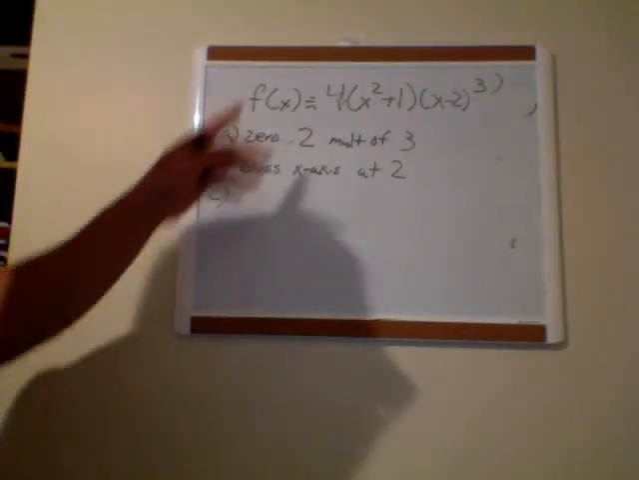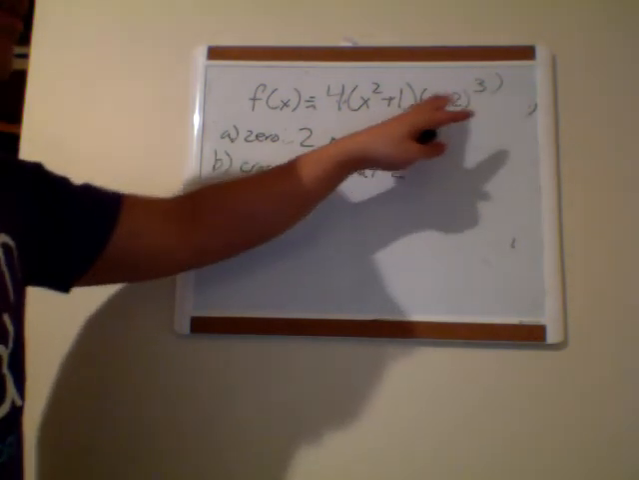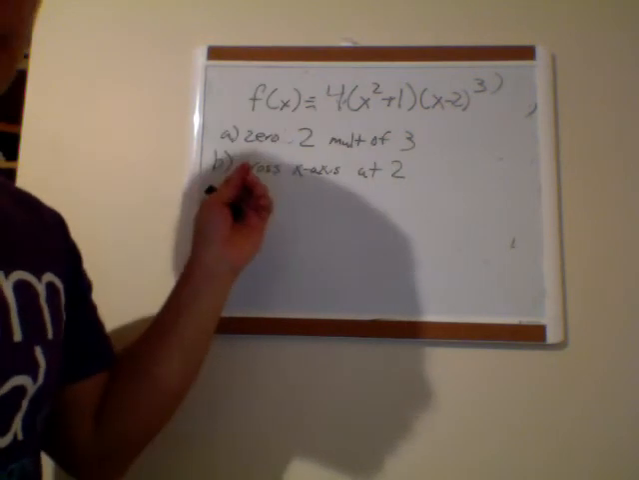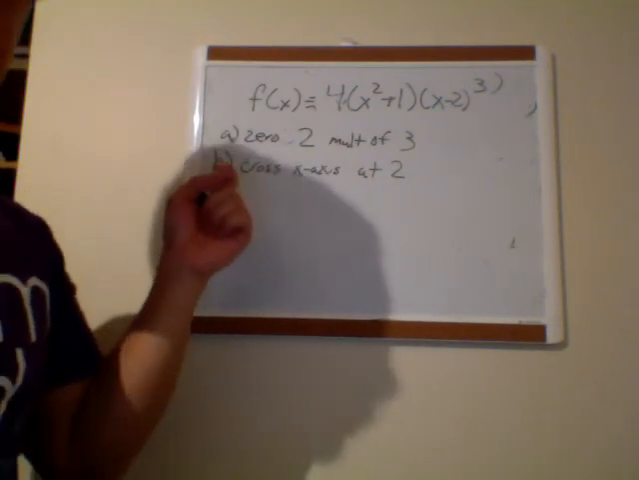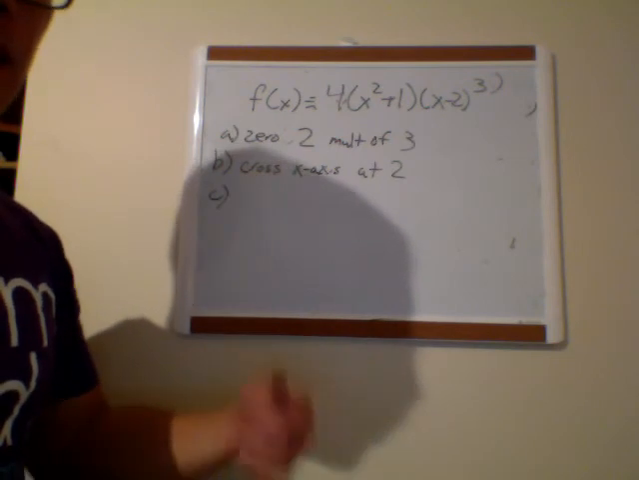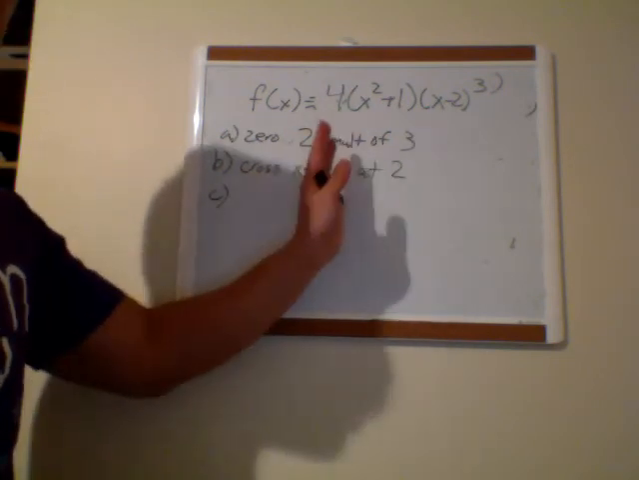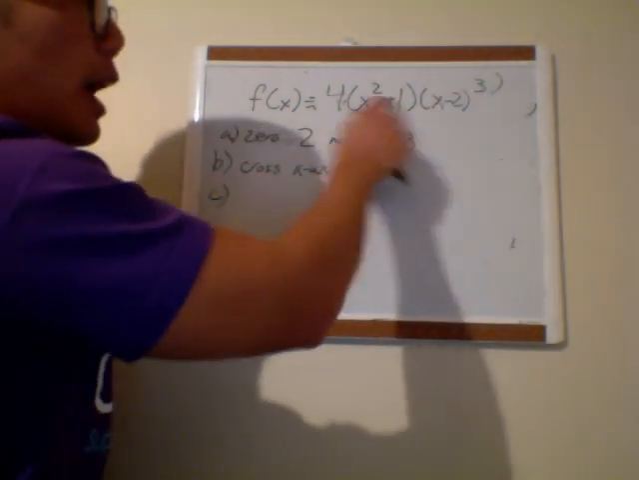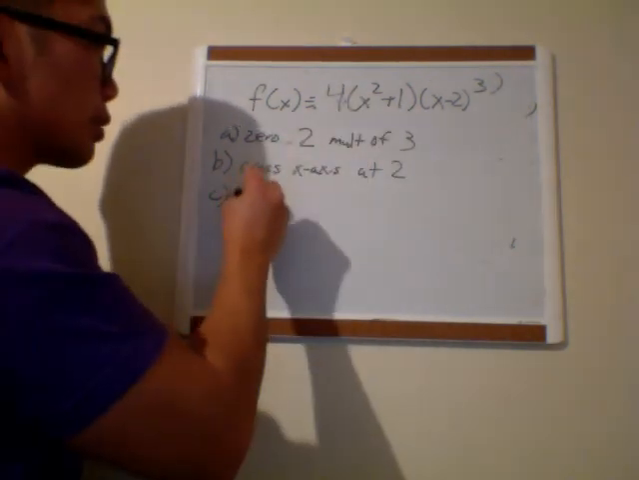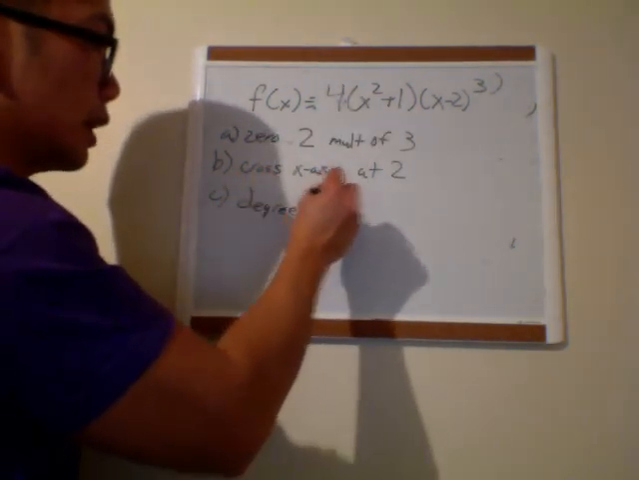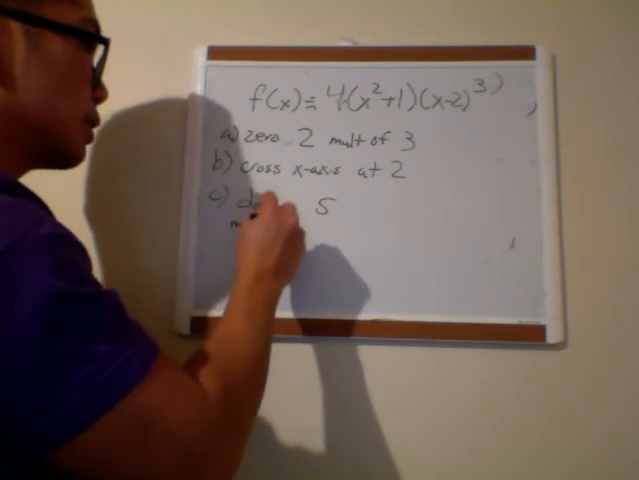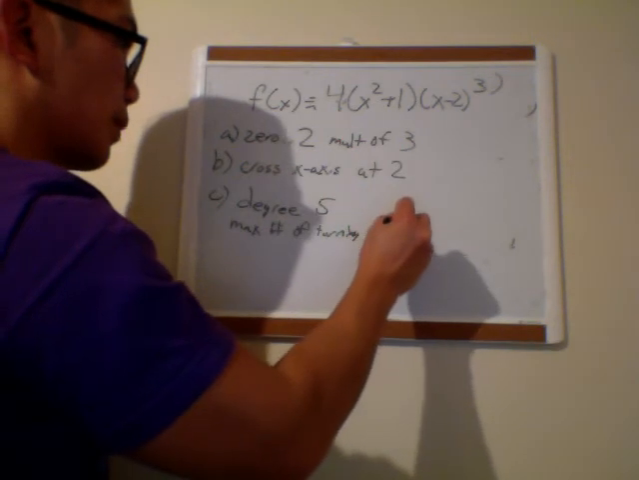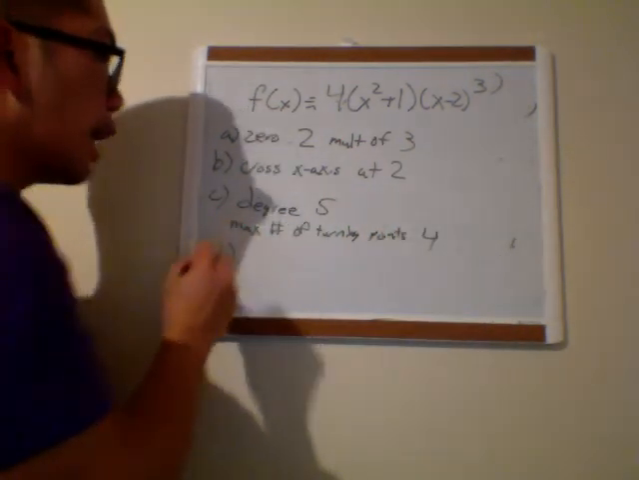Then letter C, my max number of turning points. Now, here, you actually have a degree of 5. I know what we usually do is we add multiplicities, but when you add multiplicities, you actually are supposed to add all of the complex roots too. Since we don't do the complex roots here, just actually look that this is x to the third, and I have x squared. So my degree here is 5. And then, so my max number of turning points is 4.